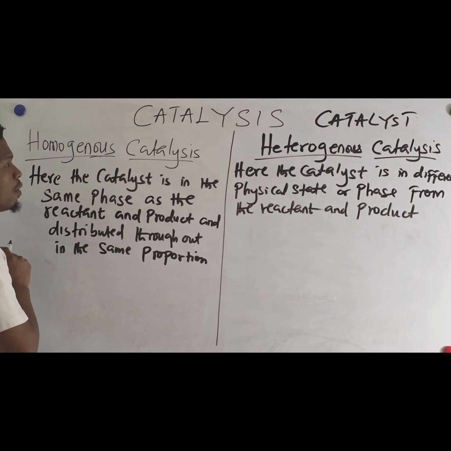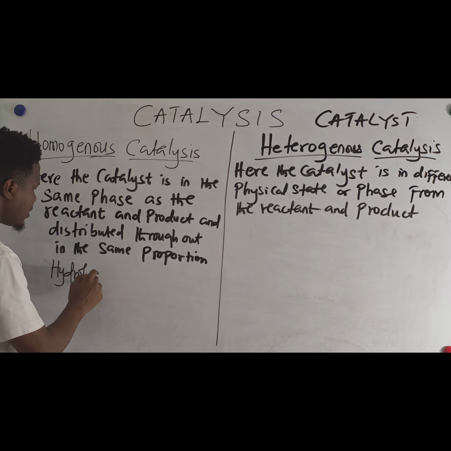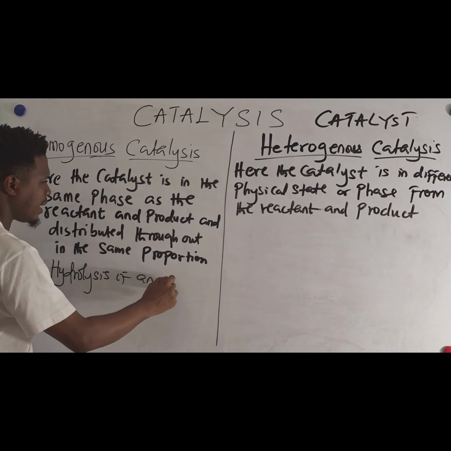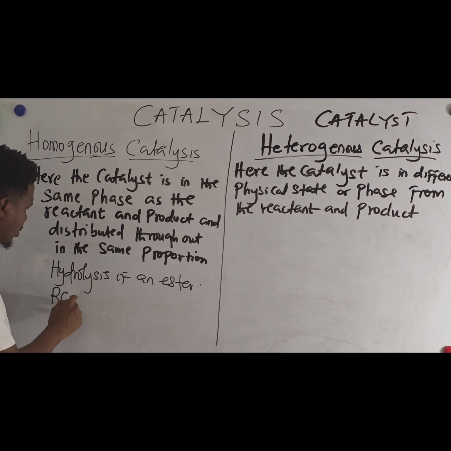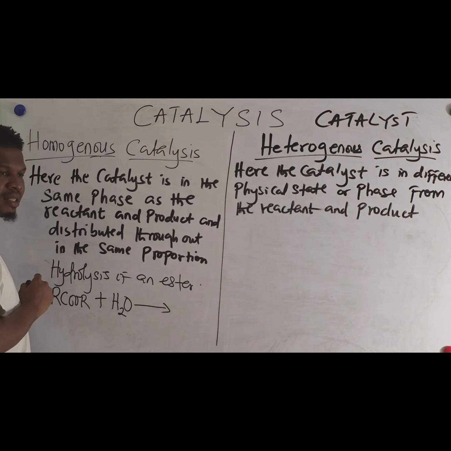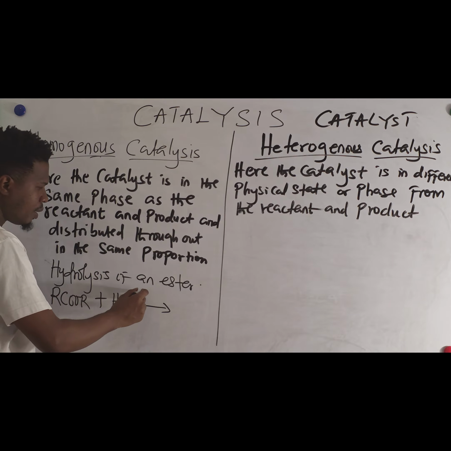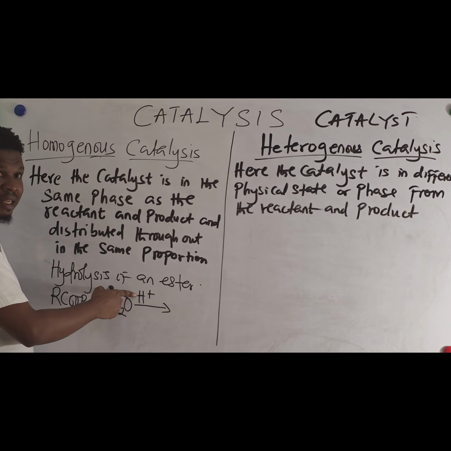Okay? An example of homogeneous catalysis is hydrolysis of an ester. Now, why is hydrolysis of an ester a homogeneous catalysis? It is a homogeneous catalysis because the ester, remember that esters are RCOOR, is in aqueous form, okay? And you have water, which is in aqueous form too. And the catalyst for this hydrolysis is an acid, a mineral acid. So the acid is also in aqueous form.